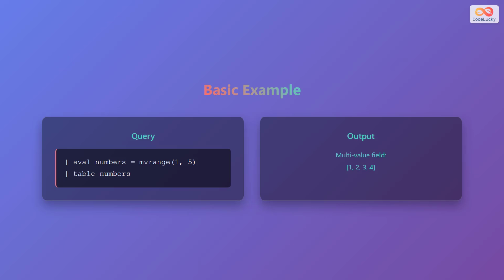When you use the command pipe eval numbers equals mvrange(1, 5), followed by pipe table numbers, you create a multi-value field containing the numbers 1, 2, 3, and 4. Notice that the end value of 5 is not included in the output. This is because mvrange generates numbers from the start value up to but not including the end value. The result is a multi-value field that contains an array of sequential numbers that you can use for further processing.